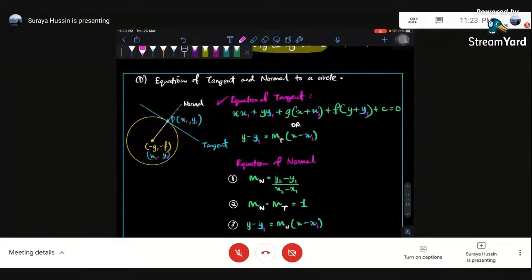Actually you have 2 teknik. You nak start nak cari normal dahulu pun boleh. You nak mencari tangent dulu pun boleh. It's up to you. Totally up to you. You nak start dari mana? Nak normal dulu ataupun nak tangent dulu.